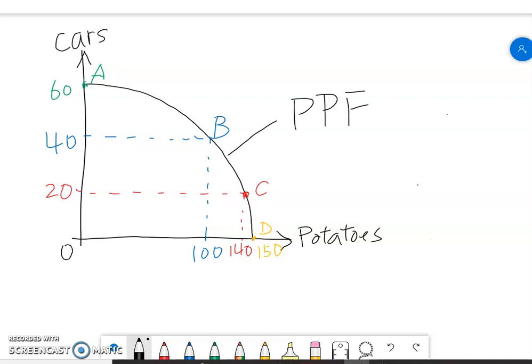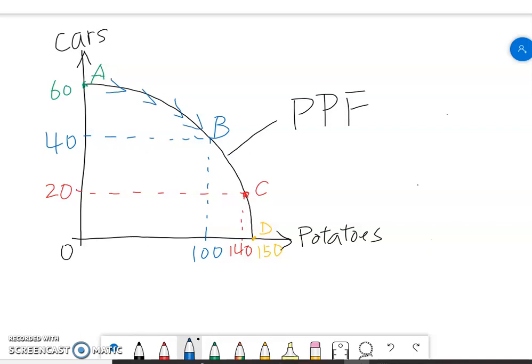Now, suppose the economy starts from point A. That means it puts all the productive resources into the auto factories producing cars. And we know that there would be 60 cars produced. Okay, so that's what happens at A. And suppose the economy decides to move from A to B, probably because people in that economy want to have some potatoes. Okay, they believe they can give up some cars. So here we are moving from A to B, again along the PPF.